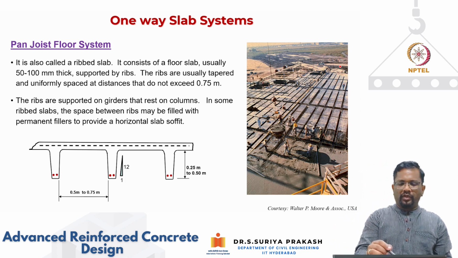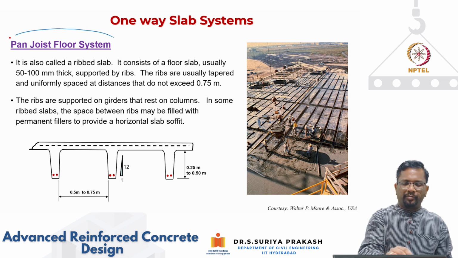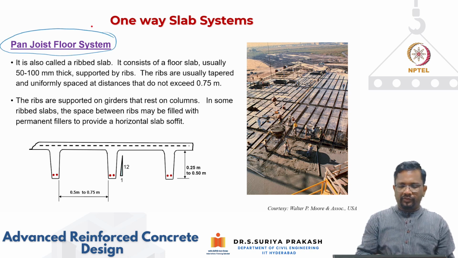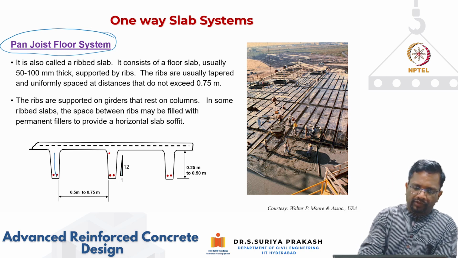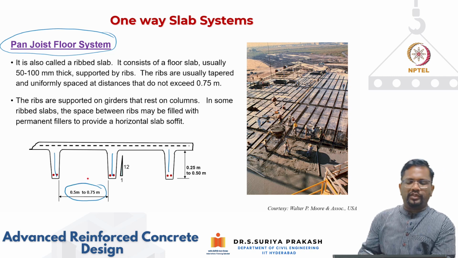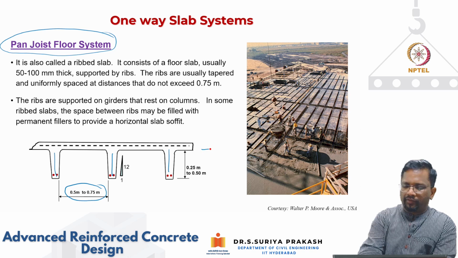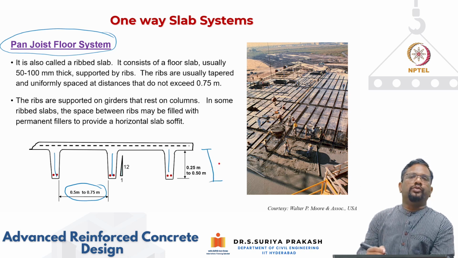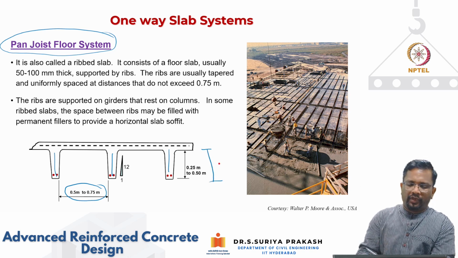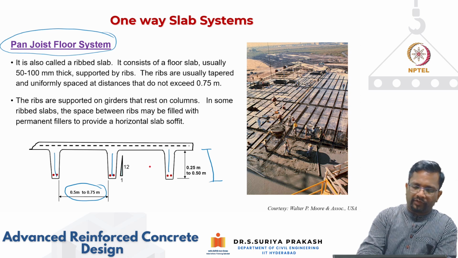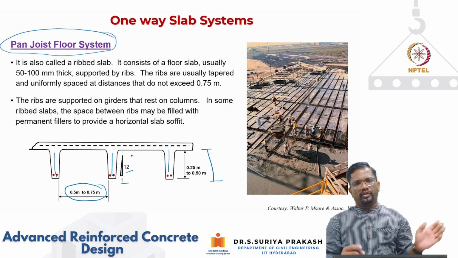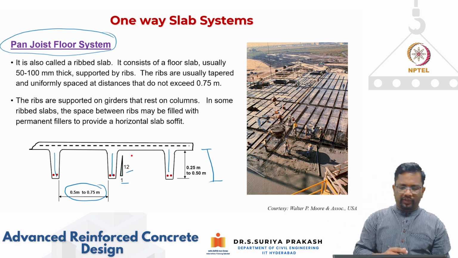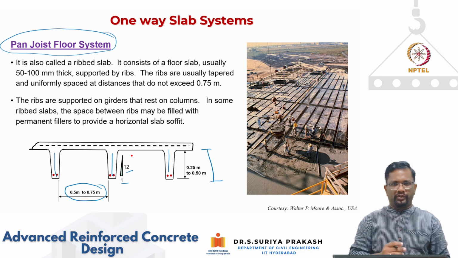So this is one nice system. We call this a pan joist floor system. In this pan joist floor system, you have these small joists. Usually they are spaced from half a meter to 0.75 meter, and the depth of this joist is usually from 0.25 to 0.5 meter. And this joist also will have a slope, usually in the ratio of 1 to 12, 1 horizontal to 12 vertical. So it's going to have a very small slope also.